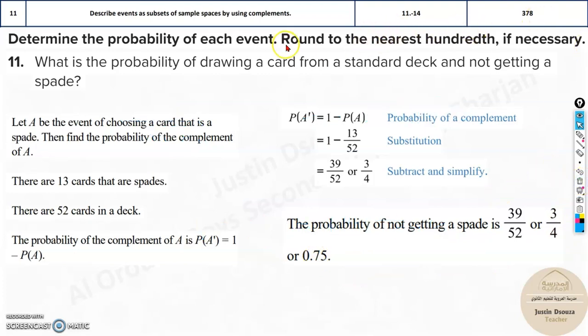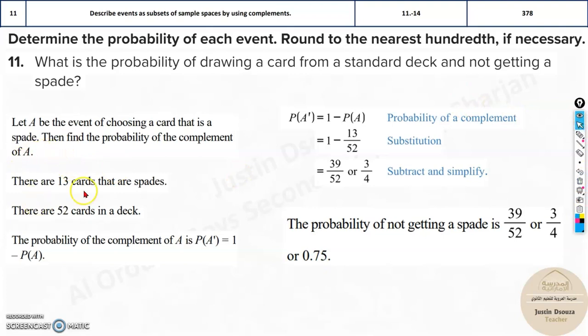They have told us nearest 100. 100 means 2 decimal points. How do you understand how many decimal points to round off? Look over here, nearest 100. How many zeros are there in 100? 2 zeros, so 2 decimal points. If it asks for 1000, then it would be 3 decimal points. Since it's 0.75, you can write another 0. Depending on the number of zeros. If they ask nearest 10, then we have to make it 0.8, only 1 decimal point.